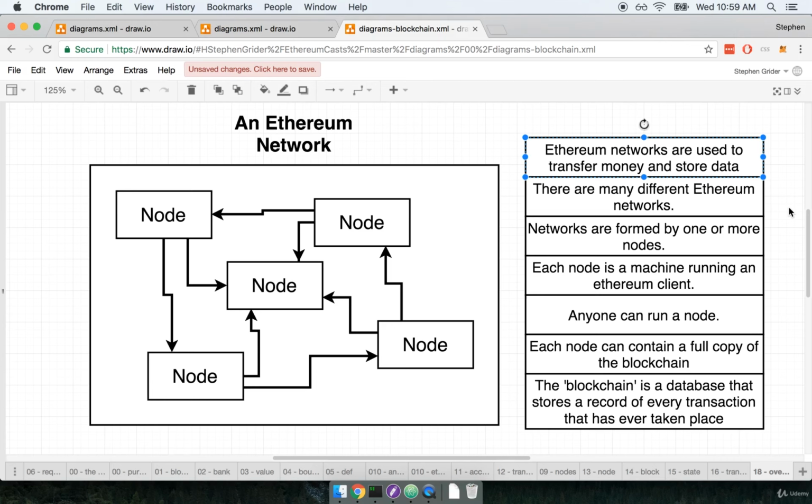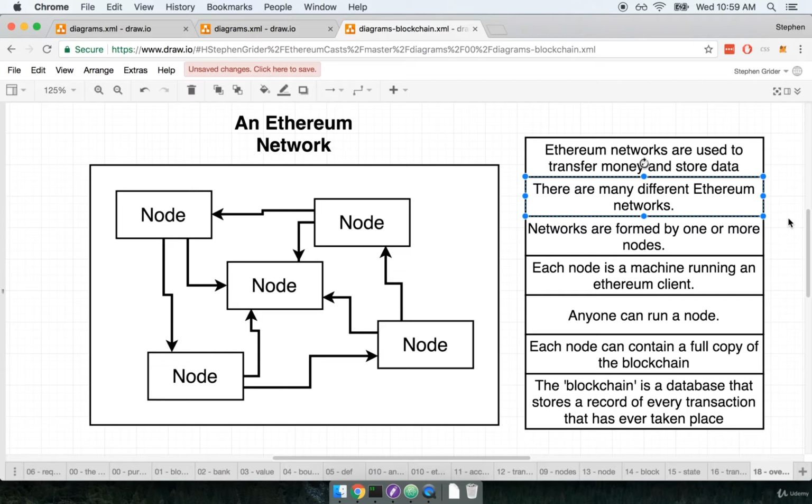So the first thing we need to understand is that when we work with Ethereum, we are working with a network of computers. These networks are used to transfer money between different parties, like you and me, and they're also used to store data. The transfer of money and the storage of data are what allows us to create interesting applications, which remember is the entire goal of Ethereum.